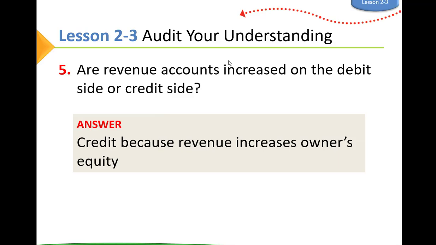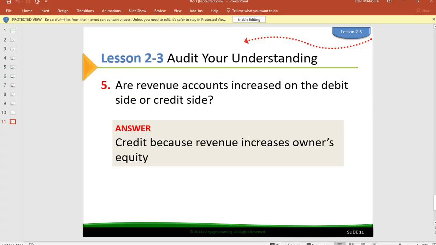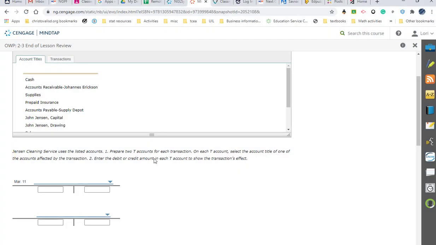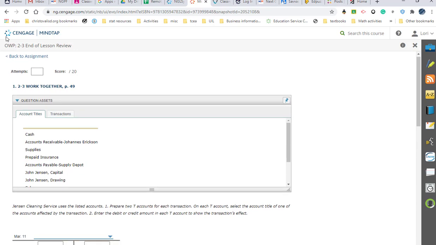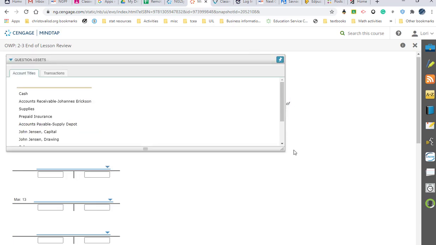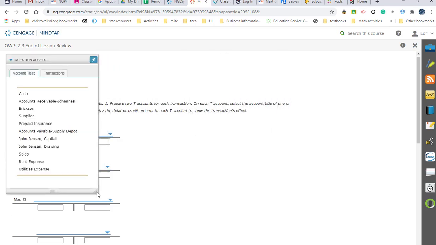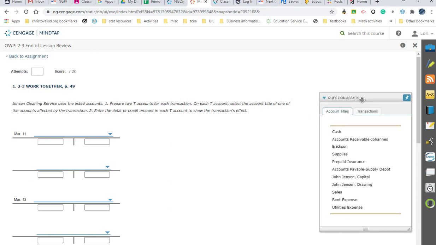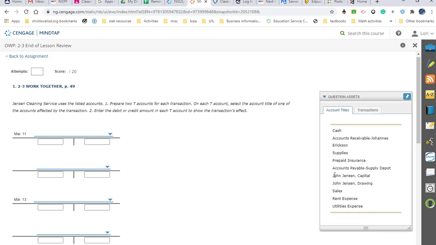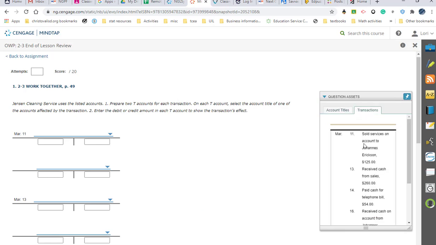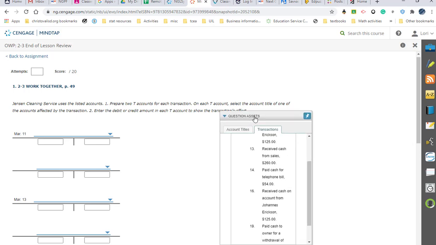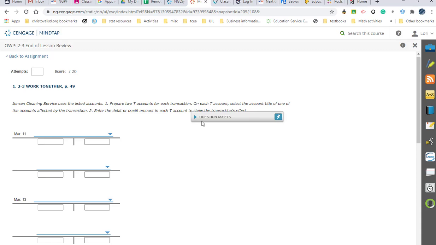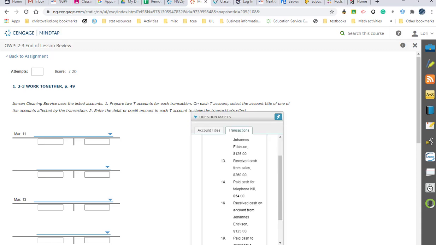Now let's get to the assignment. We are dealing with recording these transactions. I went ahead and opened up the 2-3 end of lesson assignment. We're going to do the work together. So let's go ahead and unpin the questions. It starts off with the account titles, and then we are going to go over to the transactions and go through them one at a time like we did last time. I'm going to make that a little bit bigger to make it easier for us to see details.